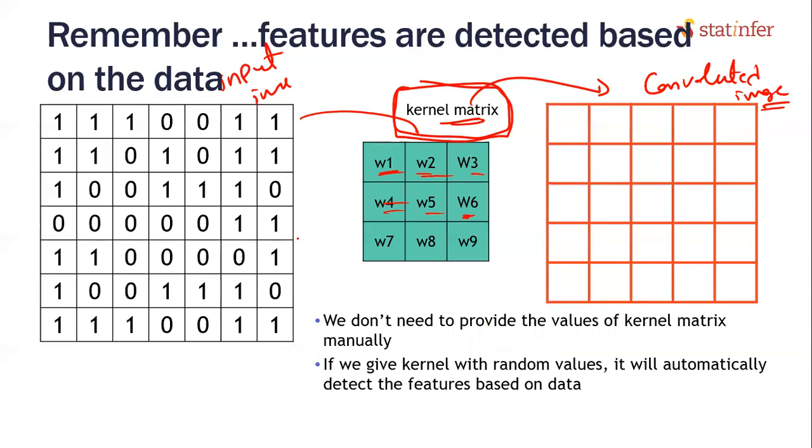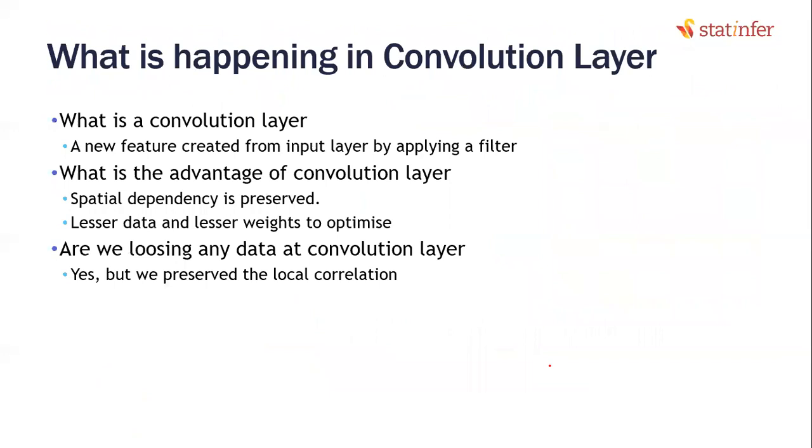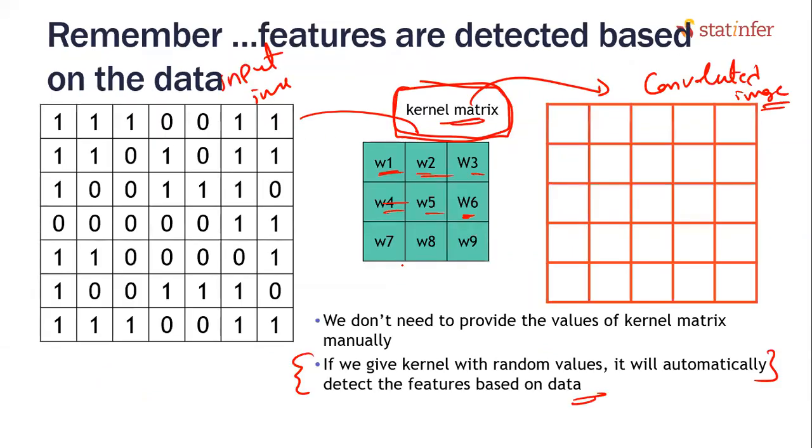If we give kernels with random values, they will automatically detect features based on the data. So what happens in the convolution layer? We take the original image, and a particular feature will be highlighted. Maybe with a human eye, you will not be able to detect it. Just for the example's sake, I'm saying that some of them will be highlighting circles, some will be highlighting straight lines, some will be doing this, doing that.